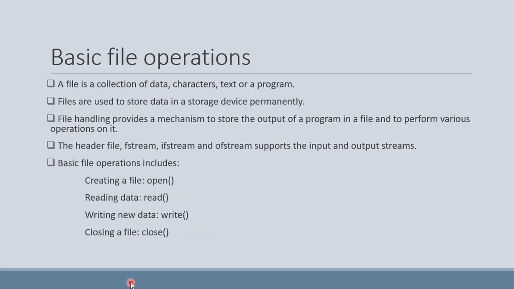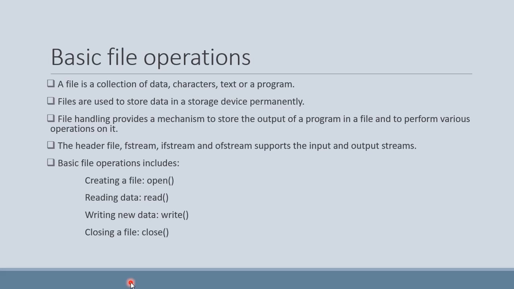Now let us learn about files and their operations. A file is a collection of data or characters, which can be text or a program, used to store data permanently in a device. So far we have done many programs, and there is no way that we can store our output data for future reference. Suppose we are doing a lengthy program and we wish to store our output data for future reference, then we will use files. Files are used to store data in our device permanently.